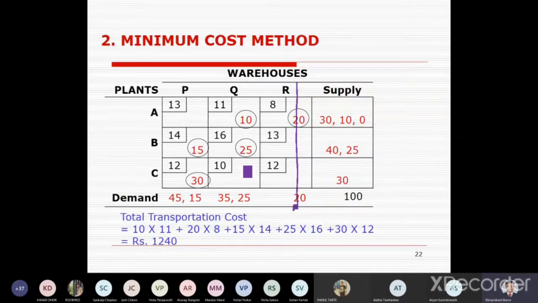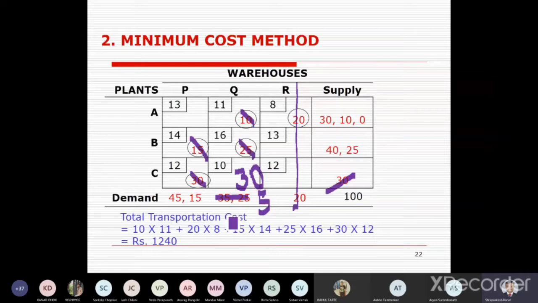So here we have to allocate at 10, and we'll see how to allocate at 10. Now don't consider these figures. We want to allocate at the minimum cost, that is cost 10. Consider how much the warehouse capacity is: 35, and here it is 30. So allocate 30 units here directly. Once you are allocating 30 here, this capacity is over, and out of 35, only 5 is balance.